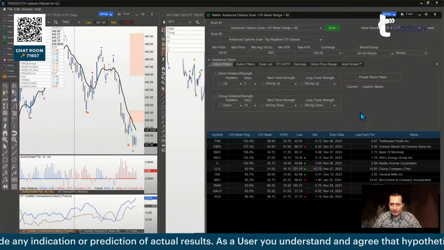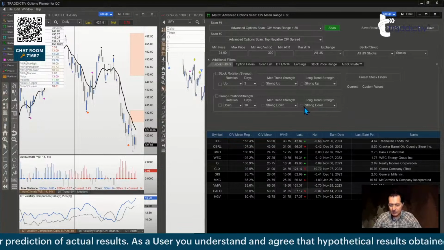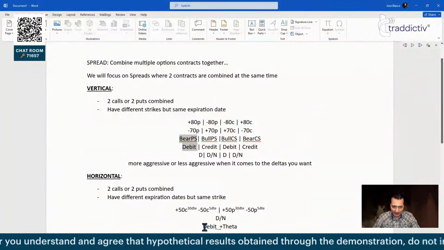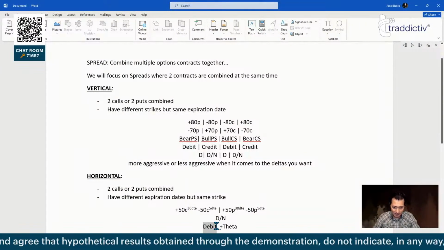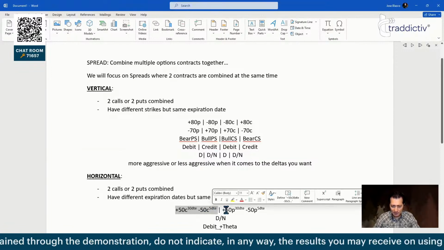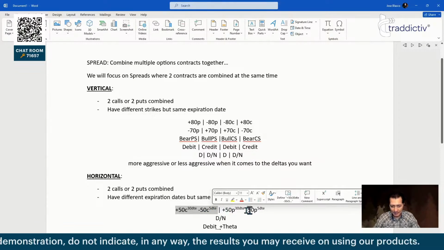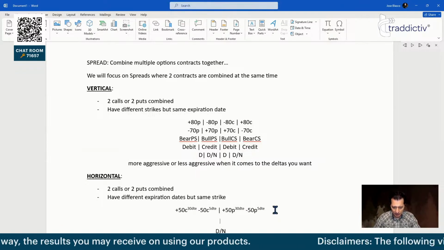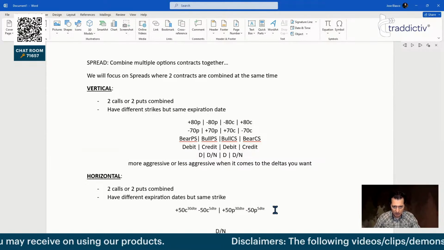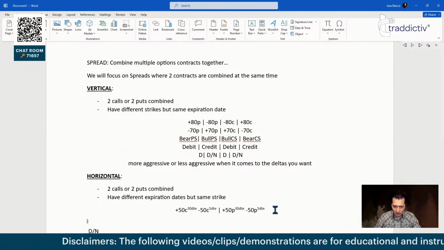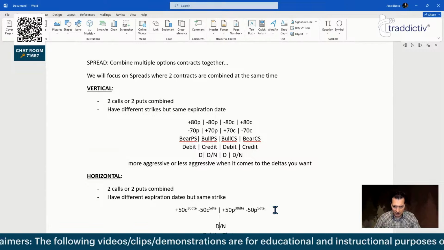So now, what else? Okay, so by the way, if you are doing horizontals, debit horizontals, the call side, which, by the way, I didn't say it, the call side would be, here we go. The call side, not like that. Here we go.